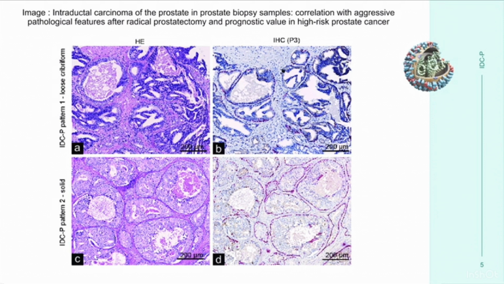So how to distinguish intraductal carcinoma of the prostate from proper prostate carcinoma is that you put the basal cell markers. In the IHC you can see a pink rim, which is the basal cell marker P63, and it is positive. In the second part you can see the IDC pattern, which is solid type, in which you can see comedonecrosis, and in that also the basal cell markers are positive.